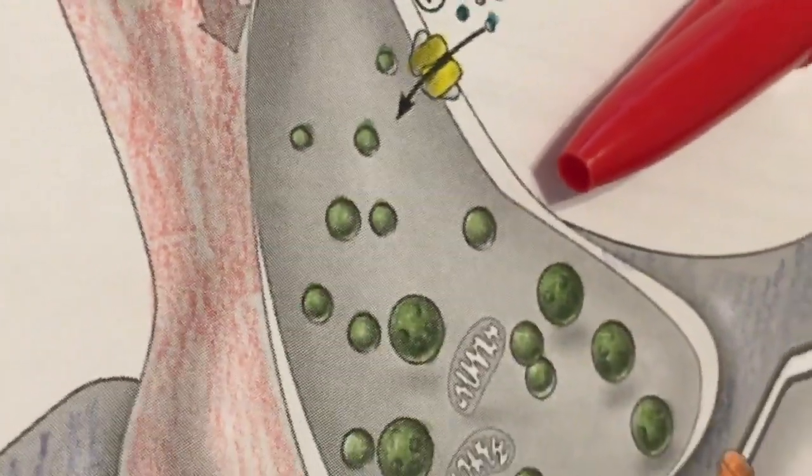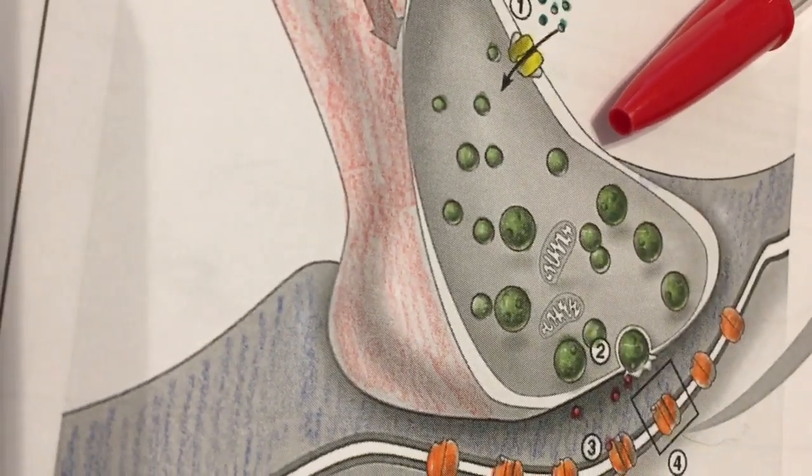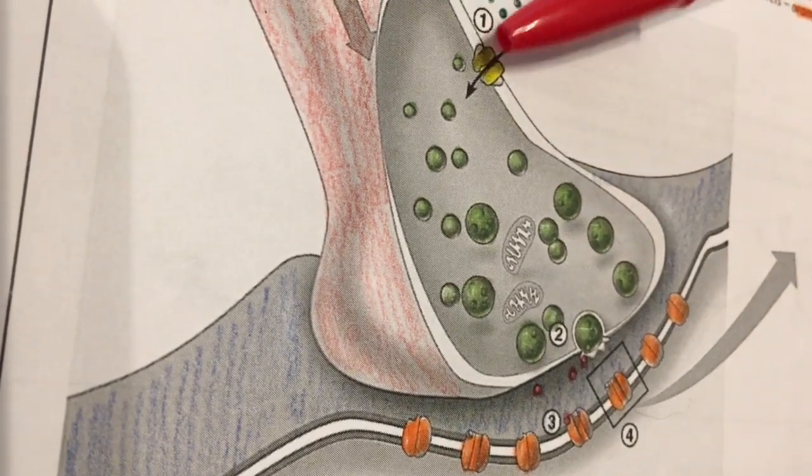Lastly, exocytosis is a mechanism by which substances are moved from the cell interior to the extracellular space as a secretory vesicle fuses with the plasma membrane.